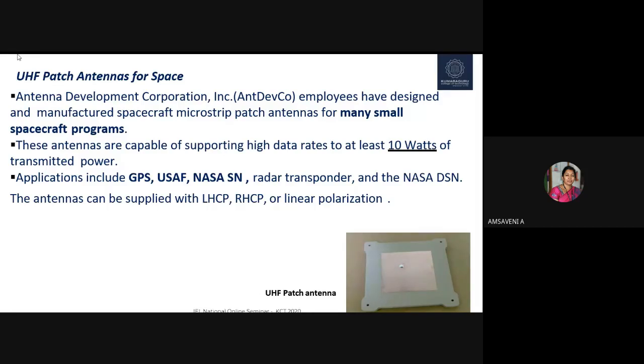It's used in GPS, USAF, that is the US Air Force, the NASA Space Network, then a radar transponder, and the NASA Defense Network. This antenna provides linear polarization as well as circular polarization.